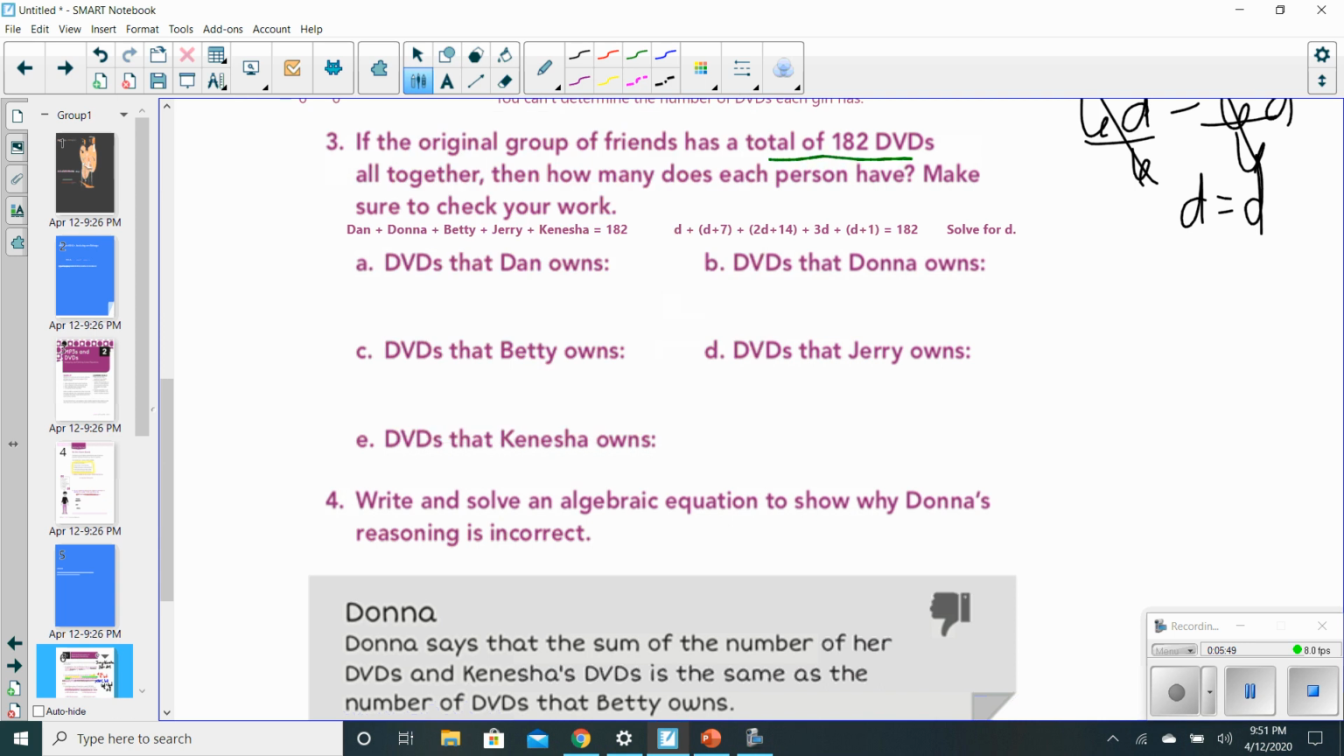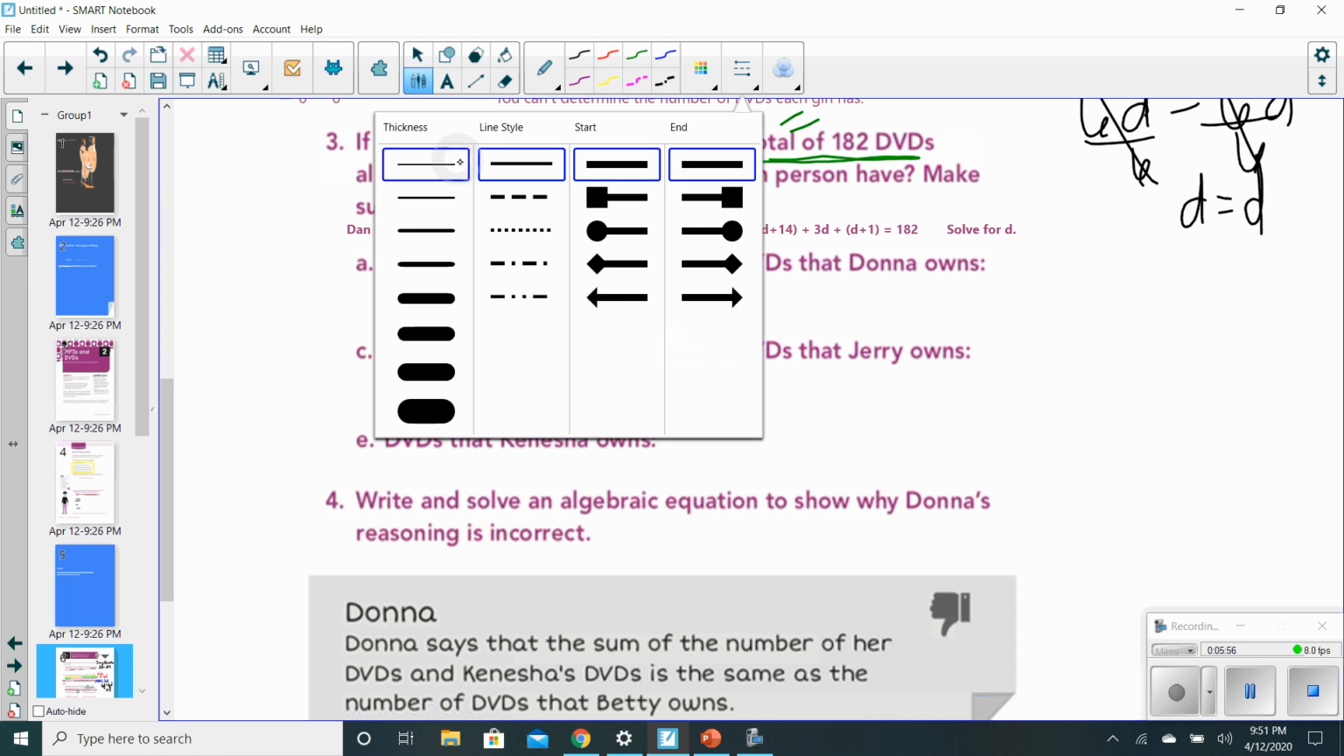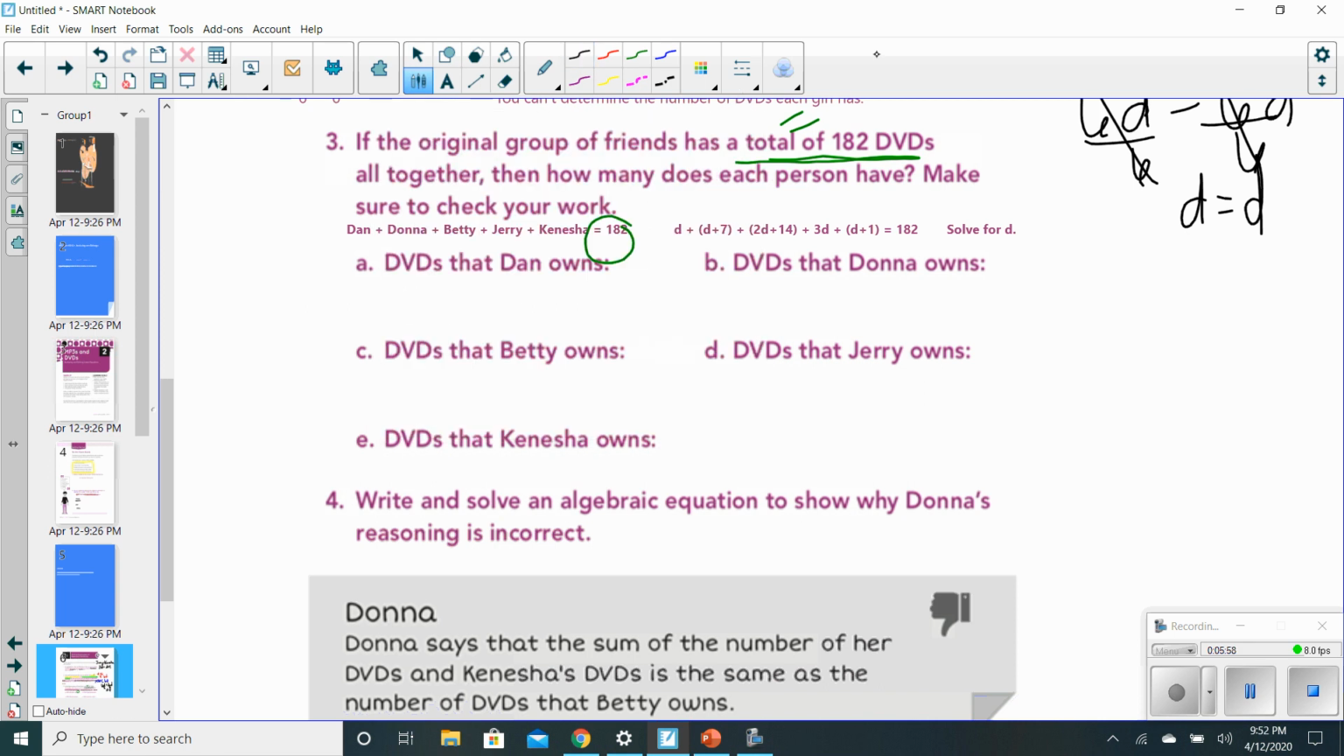Total means that our equation is set equal to 182. And again, we kind of wrote that out there for you. So then how many does each person have? Make sure and check your work. What that literally means is you're going to add all of the friends together and set it equal to 182. So we did this for you. So you have D plus 7 plus 2D plus 14 plus 3D plus D plus 1.